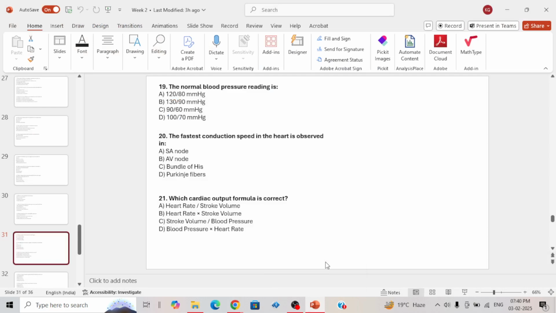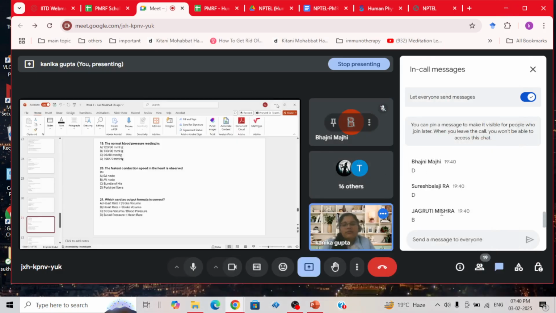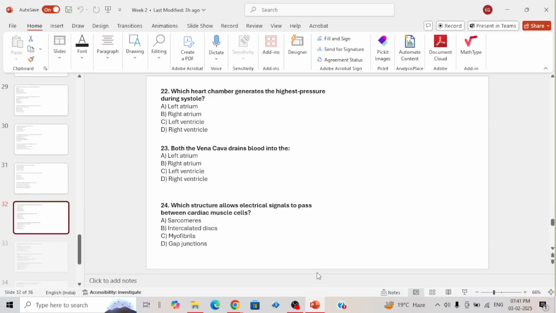Which cardiac output formula is correct? Tell me. I taught you just a little while ago. You must have also studied it in the videos. Which cardiac output formula is correct? Everyone. Yes, it is B: heart rate times stroke volume. What is the value of stroke volume? If anyone can answer. 70 ml. Yes, it is 70 ml. Let's move to the next question.